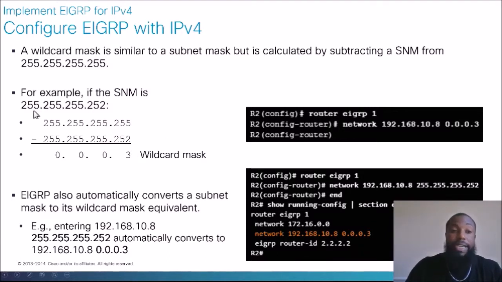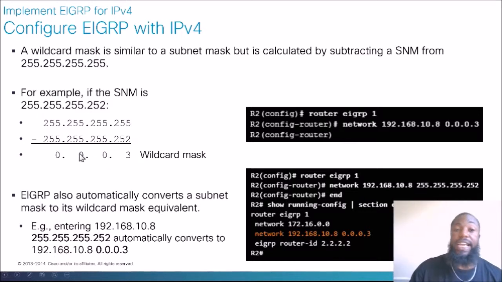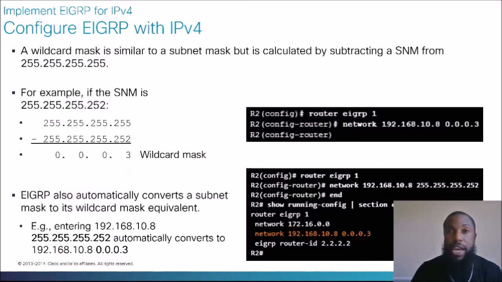It's basically this: 255 minus the subnet mask. That gives you the wildcard mask. And then that's what you use to say what part of the IP address network you want to advertise EIGRP in.